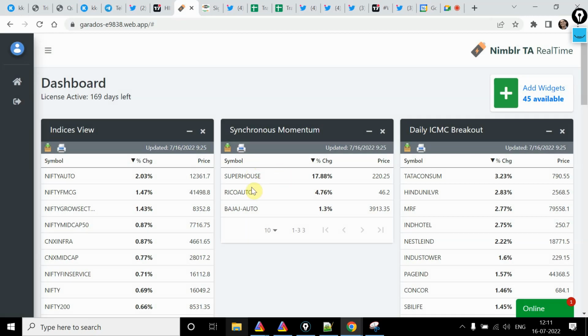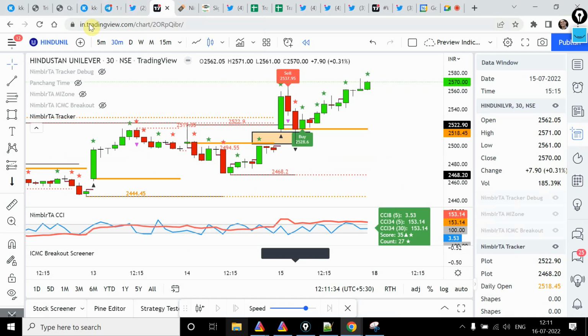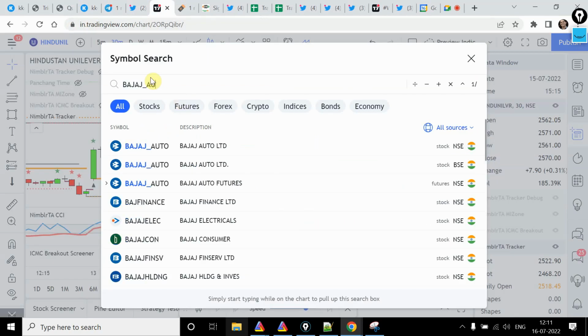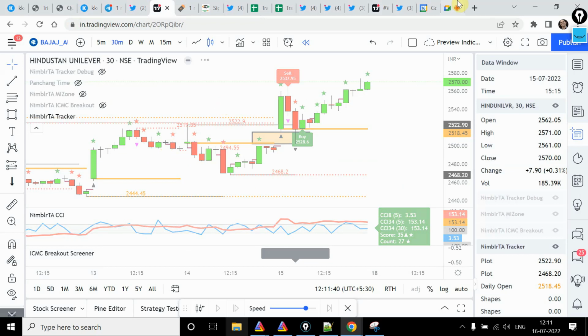right? Synchronous momentum, Rico Auto, which is again from auto sector, Bajaj Auto, again from auto sector. So why? Because auto sector is rising over here. So let's see Bajaj Auto over here, how synchronous momentum has come.